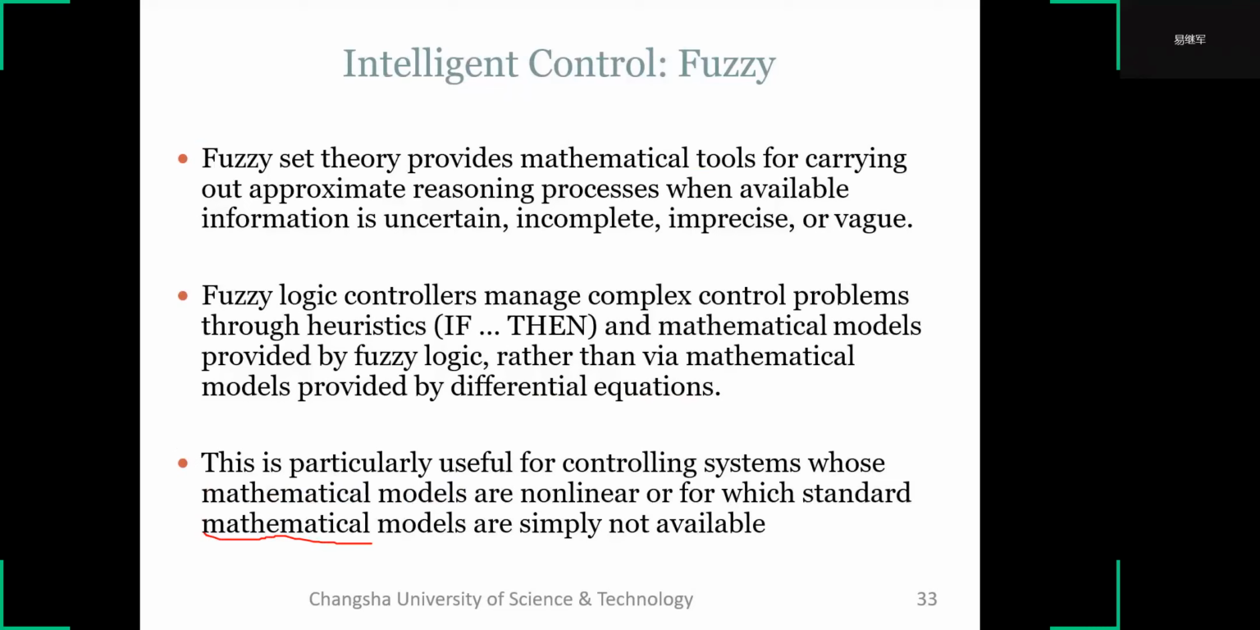First, we introduce fuzzy set theory. It provides a mathematical tool for carrying out approximate reasoning processes when available information is uncertain, incomplete, imprecise, or vague. Fuzzy logic controllers manage complex control problems through heuristics, and mathematical models are provided by fuzzy logic rather than by differential equations.